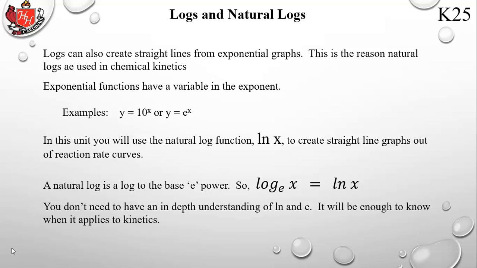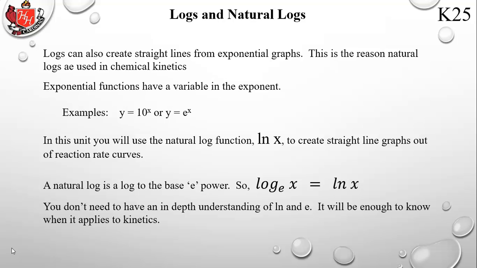All ln is, is log to the base e, which is 2.718. So it's just a base that appears in nature quite a bit. That letter e represents 2.718. A natural log is a log to the base e. So log base e of x equals natural log of x. So we don't ever write log base e, we just write natural log, ln.